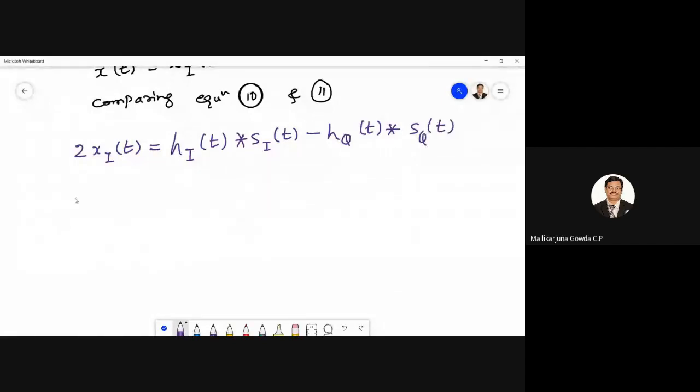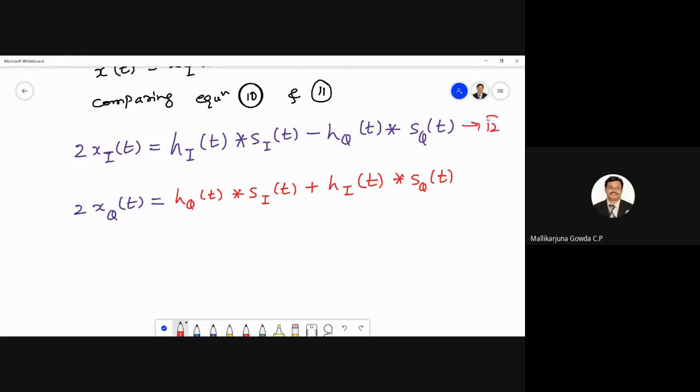In the same way, there is the in-phase component, and the quadrature component, that is 2 into xq of t, will be written as hq of t convolved with si of t plus hi of t convolved with sq of t. So let me call this equation 12, and this is equation 13.